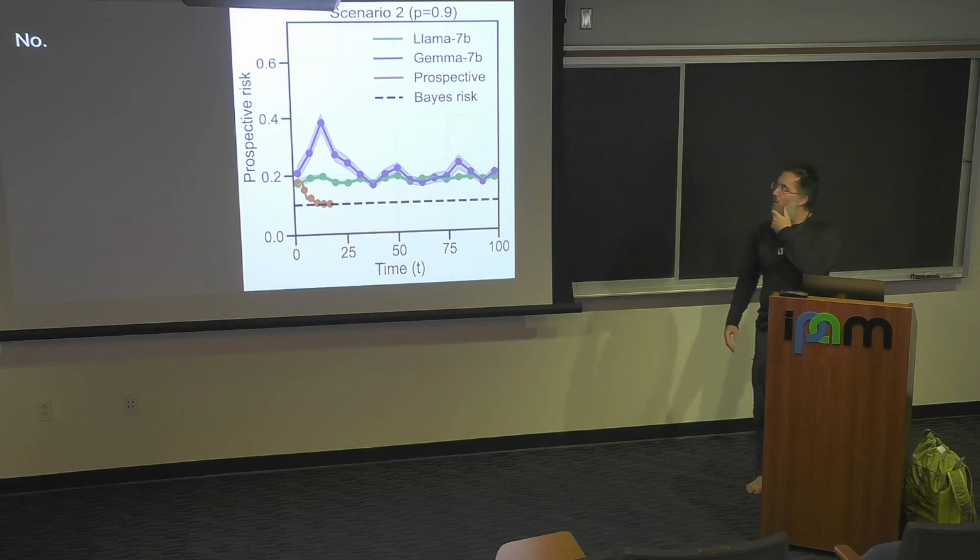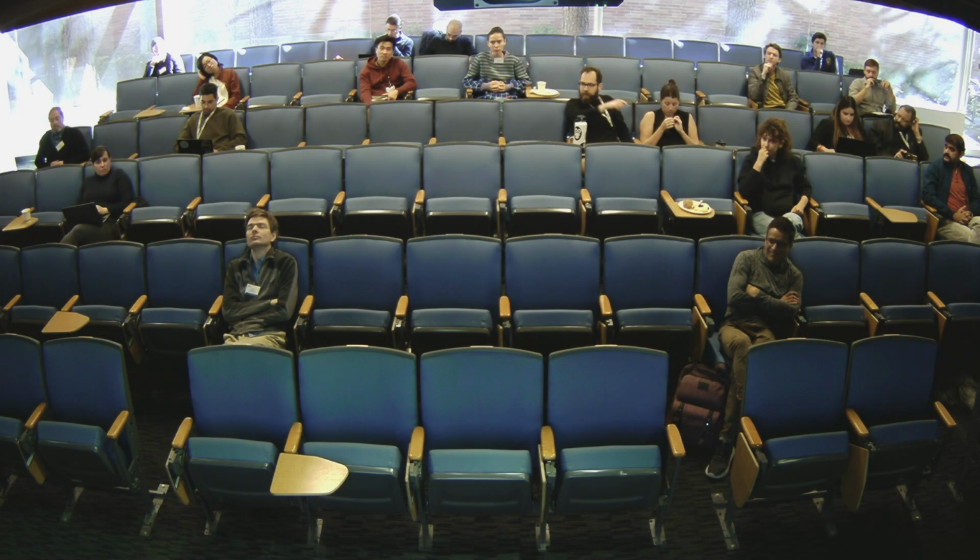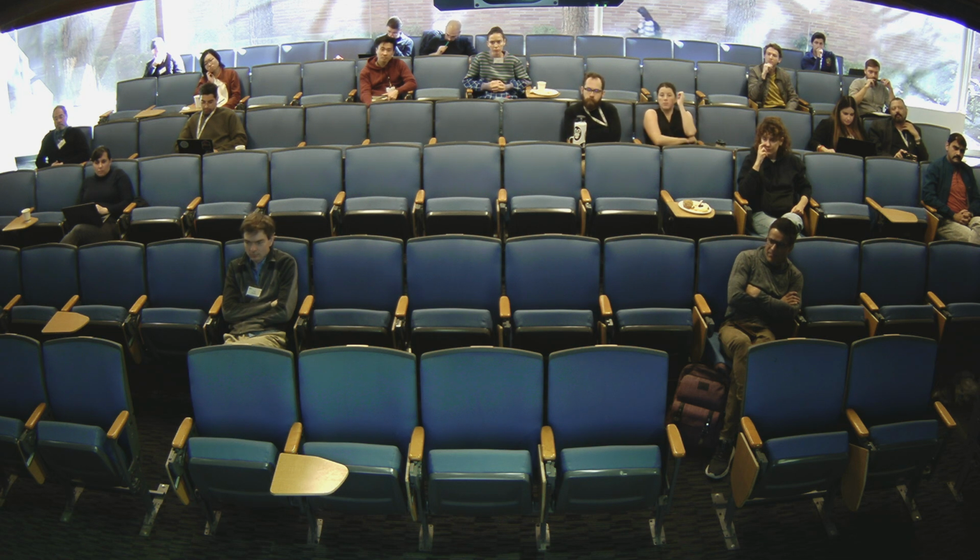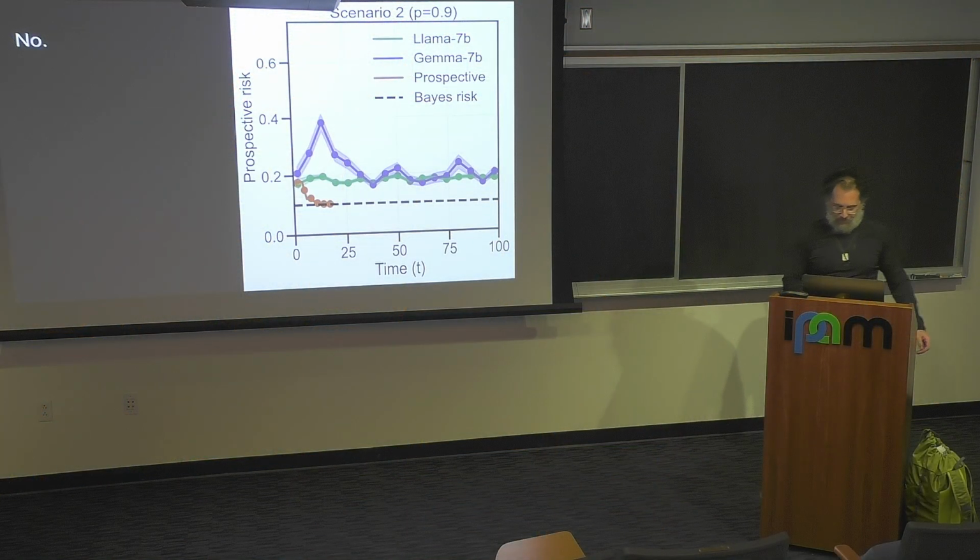Is the P .9 a 90% bias coin? Yeah, 90% of the time it lands on heads. And they're all over the place.